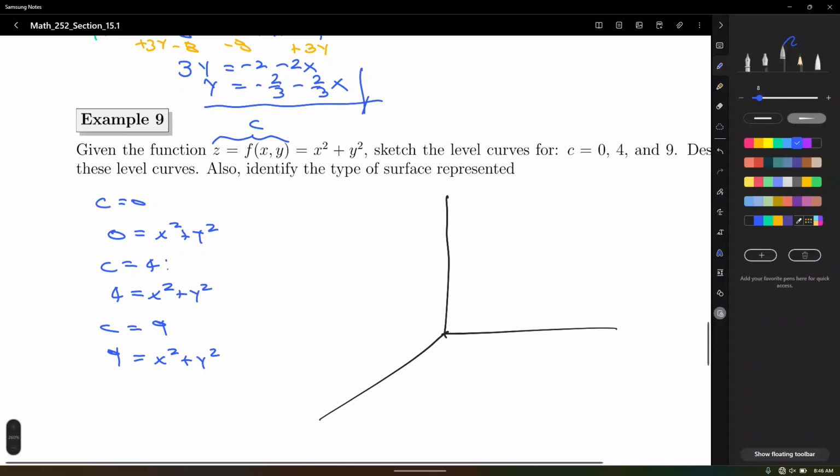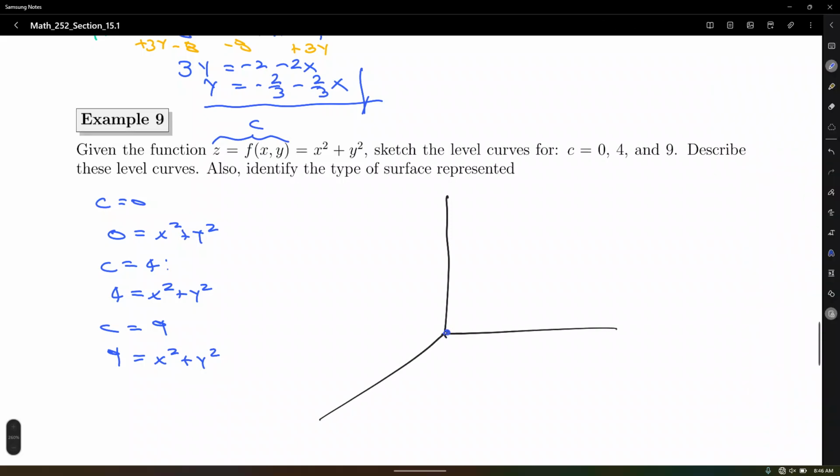So, that's the origin, and then I'm going to go to c equals 4, 1, 2, 3, 4, and I'm going to draw a circle of radius 2. Roughly, I mean, with perspective, it's hard to get the actual radius of the circle. And all the way up to 9, so that's 1, 2, 3, 4, 5, 6, 7, 8, 9. I'm going to draw another circle of radius 3.